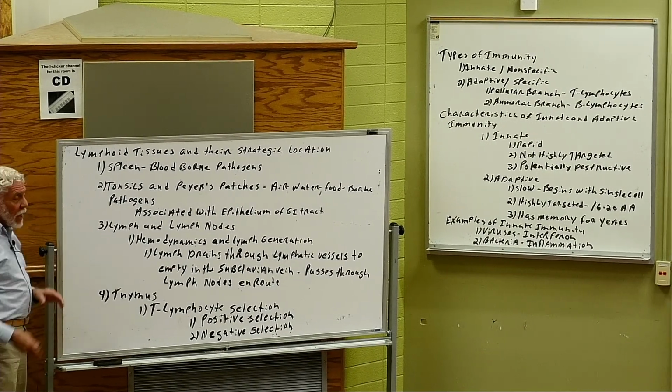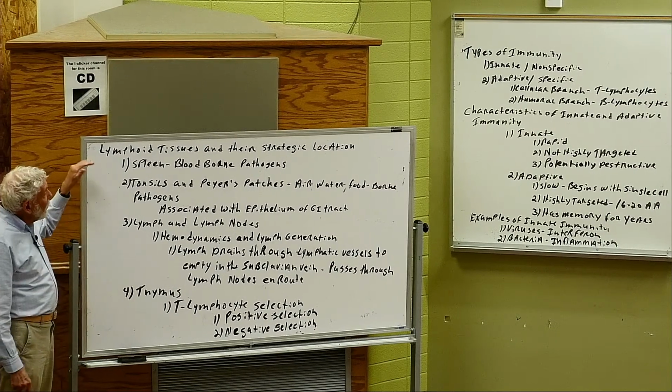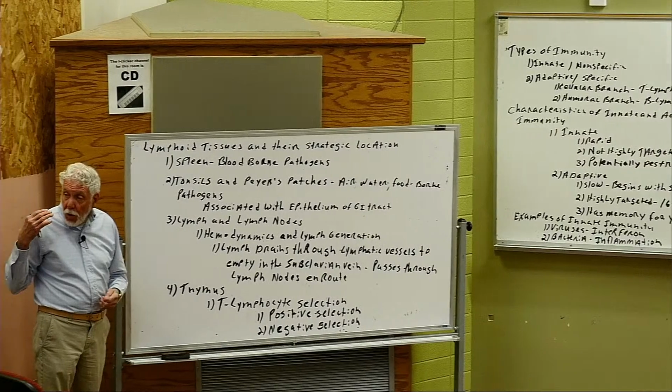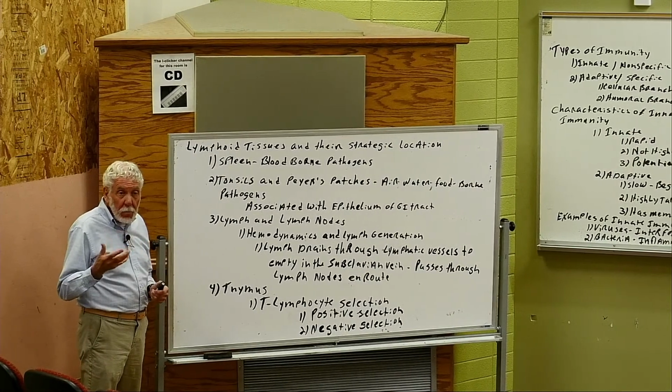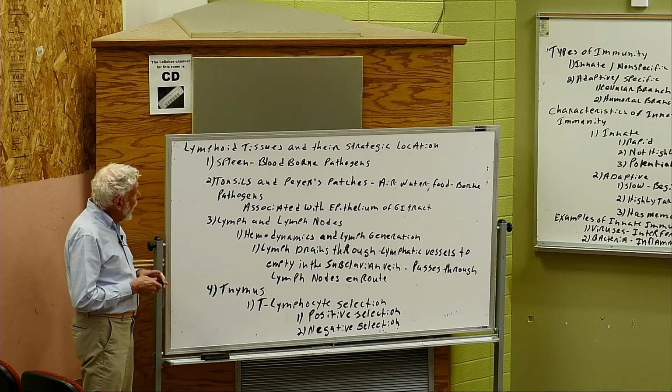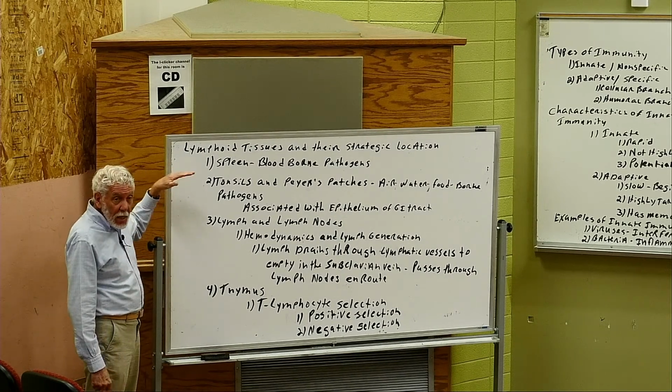Okay, what are we going to do today? We're going to talk about lymphoid tissues and how they're strategically placed to effectively protect us from any number of infections by pathogens. And we're going to walk our way through this in three main categories.